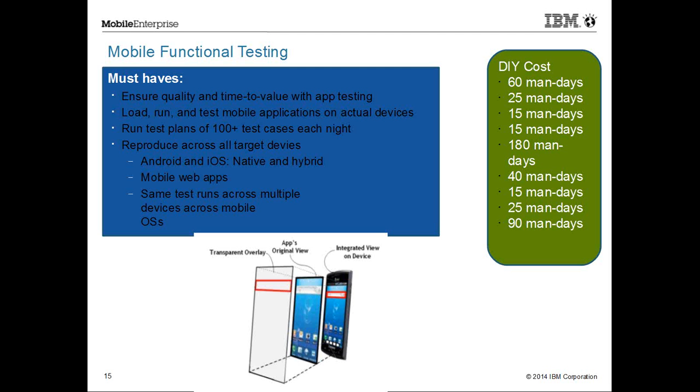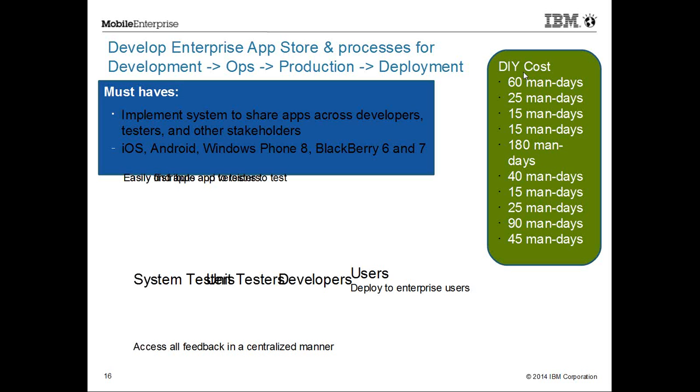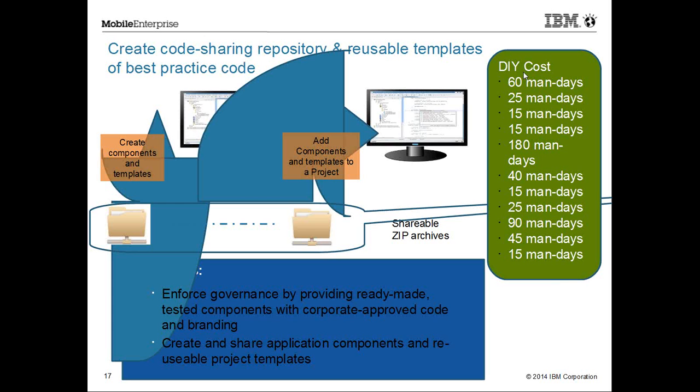And the other piece is about a test to deployment process, wherein I go from development, ops, production, deployment. We'll build a full cycle process for this, and that takes about 45 man days to build. And the second last piece is about creating a code share repository. So I will create a shareable archive where I can put various class files so that they can be consumed by various stakeholders who will build other apps or other projects. This takes about 15 days to build.